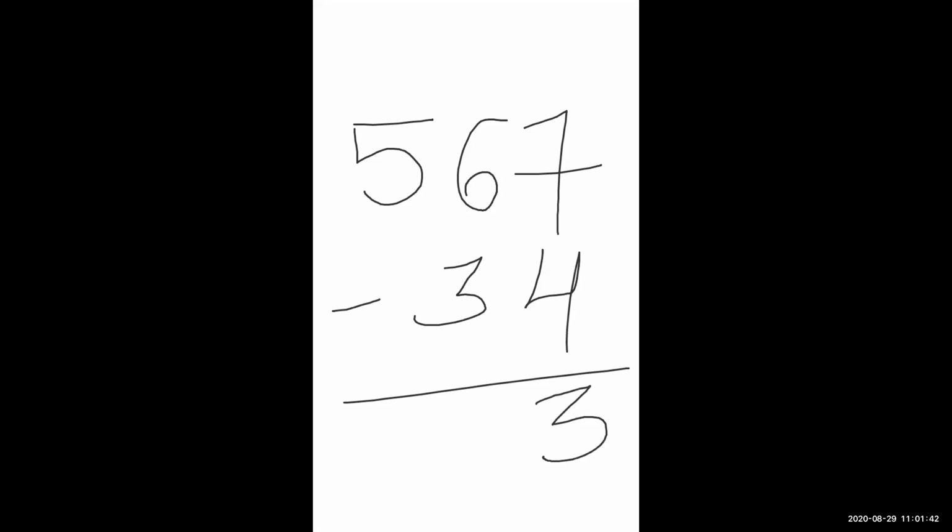Next, 6 minus 3. Correct, the answer is 3. Very good. Next, 5. Downside, nothing is there, so tell me what will come. As it is, 5 downside. Okay, good.